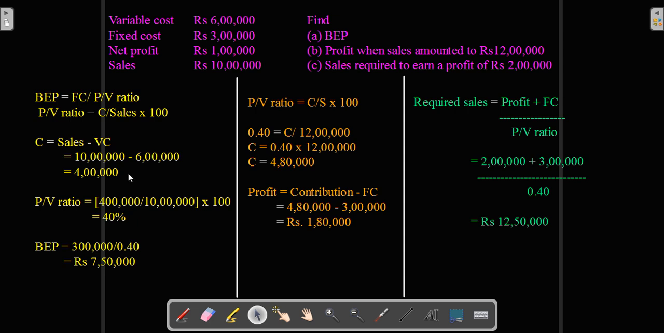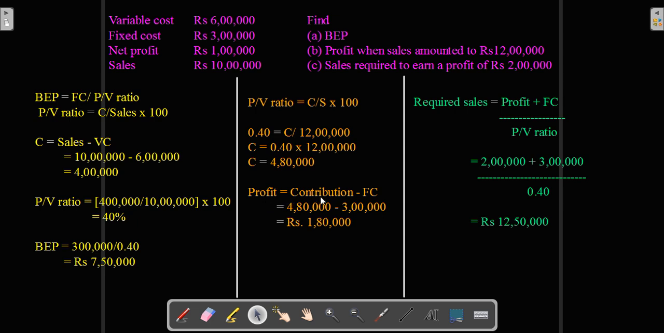So we have found the PV ratio and the break-even point. Now they have asked us to find the profit when sales amount to 12 lakhs. Here we do not know the contribution, so we can use the PV ratio formula to find it. PV ratio we already know, it is 40%, equal to contribution, which is unknown, divided by sales, 12 lakhs, given in the question. So you try to find the missing value: 4,80,000.